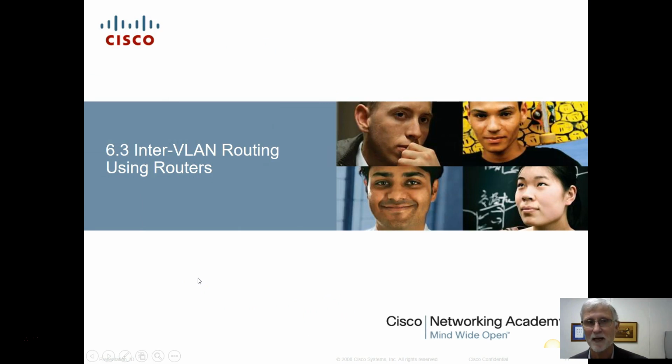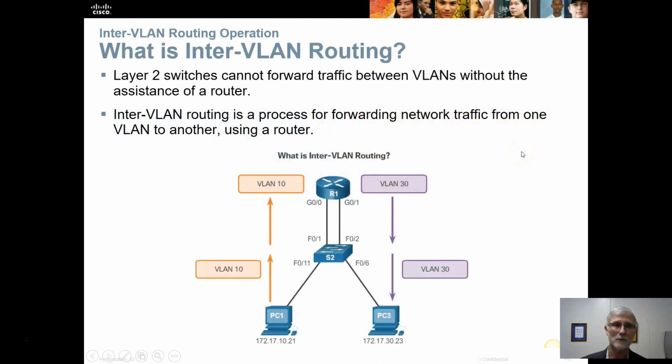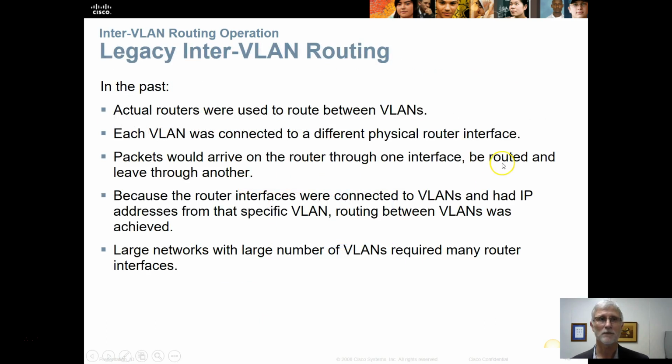Now the question becomes, how do I do inter-VLAN routing, where I'm going to use a router. Basically, what is inter-VLAN routing? Layer 2 switches can't forward traffic between VLANs without what? Without a router. So I'm sending something between switches. I can go VLAN 10 to VLAN 10, but I can't go VLAN 10 to VLAN 30 without the presence of the router. So that's what inter-VLAN routing is.